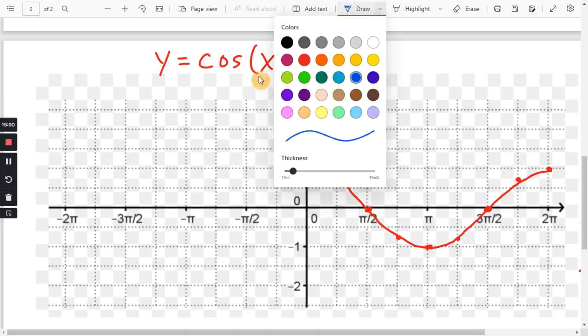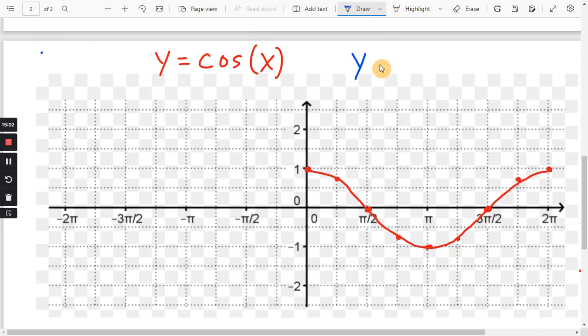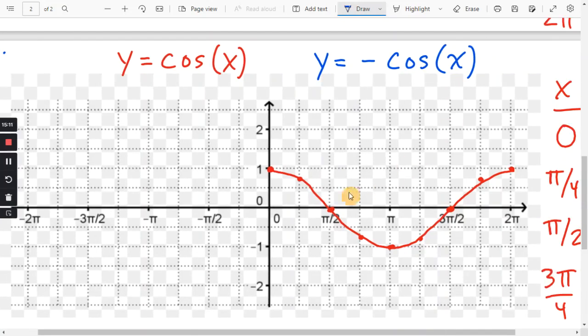Anyhow, since we're here, we might as well also draw in y equals negative cosine of x. Okay, and like we said before, it's just reflected about the x-axis. So instead of starting at 1, it'll be at -1. It'll cross here, and instead of being a min here, it'll be a max right here. Cross here again, this max will be a minimum. So y equals negative cosine of x would be like that. Okay, and again, it continues on the other side the same way.